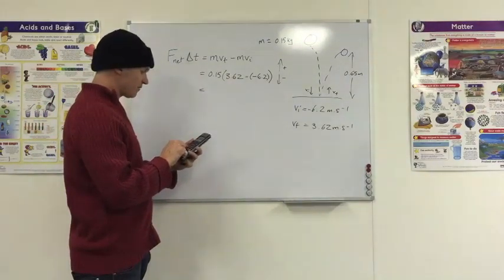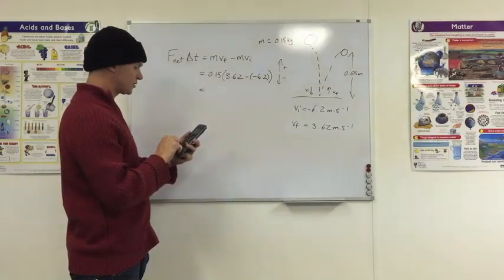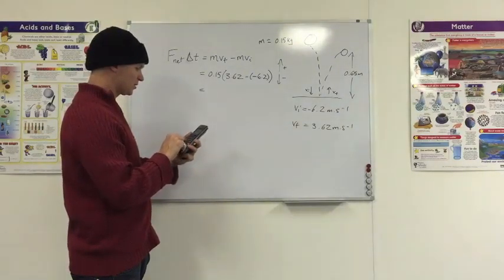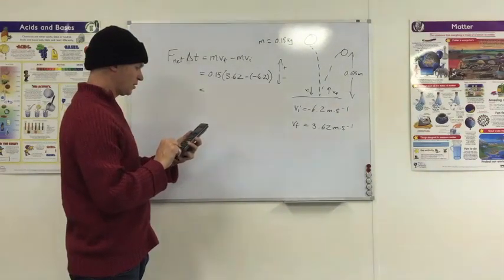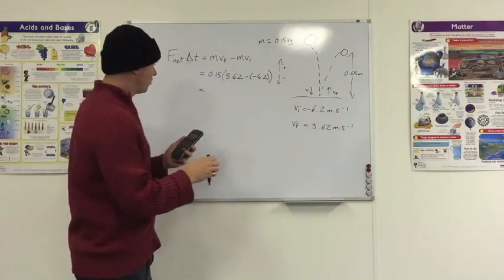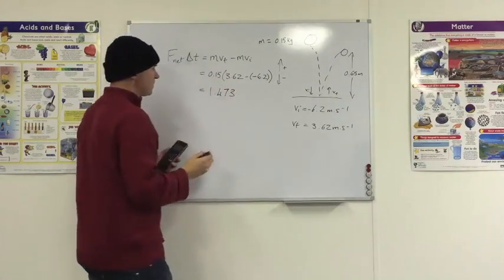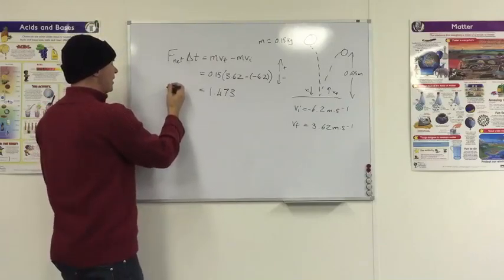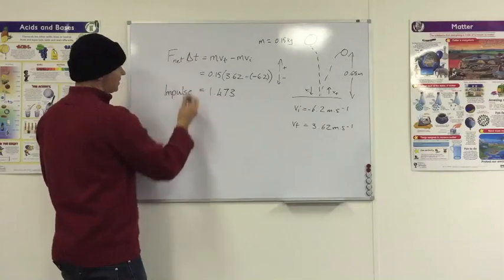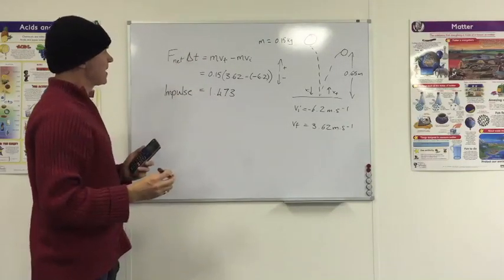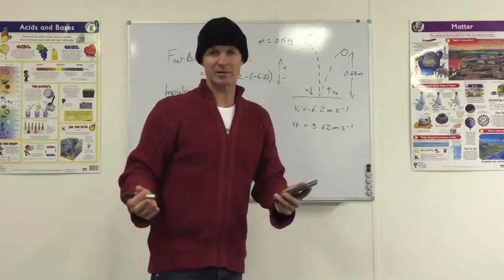0.15 times 3.62 minus minus 6.2 equals 1.473. Now, units I didn't talk about previously, so you can label it impulse or you can leave it as F net delta T, that's absolutely fine. We can just use the kgs meters per second because we're dealing with momentum, it's the same thing.